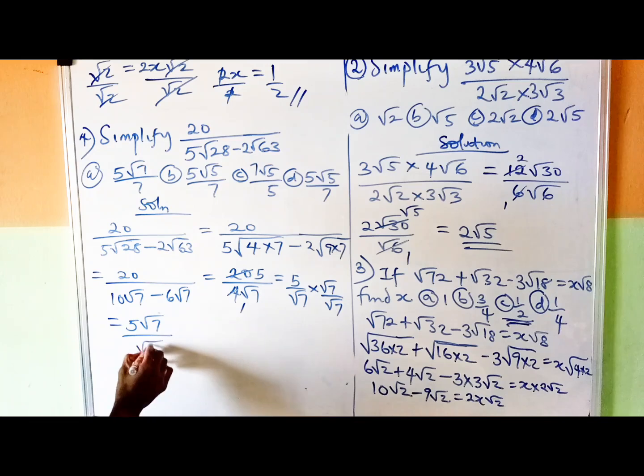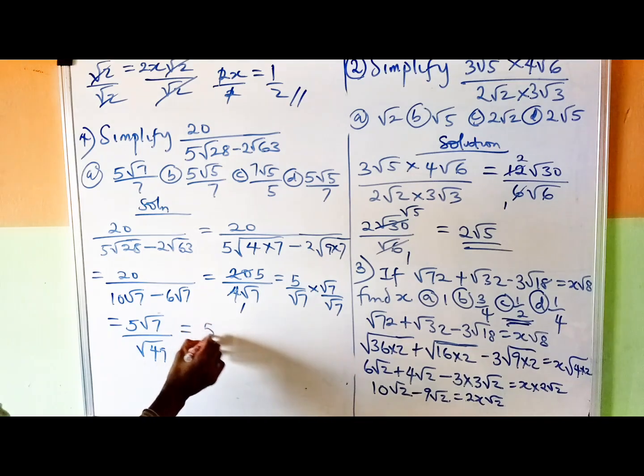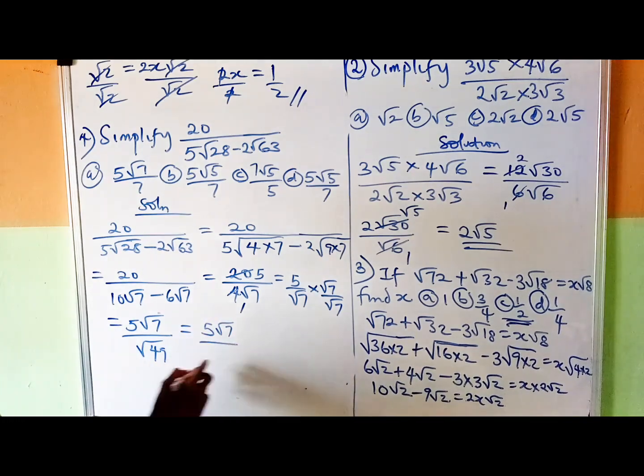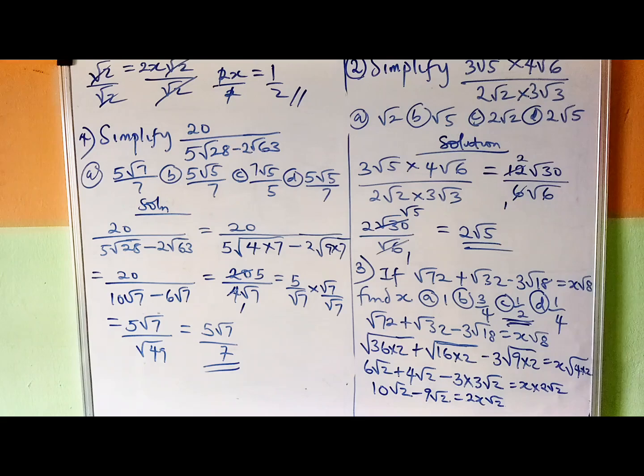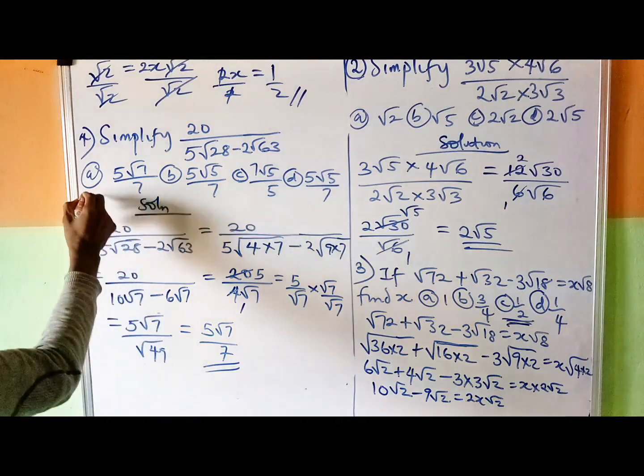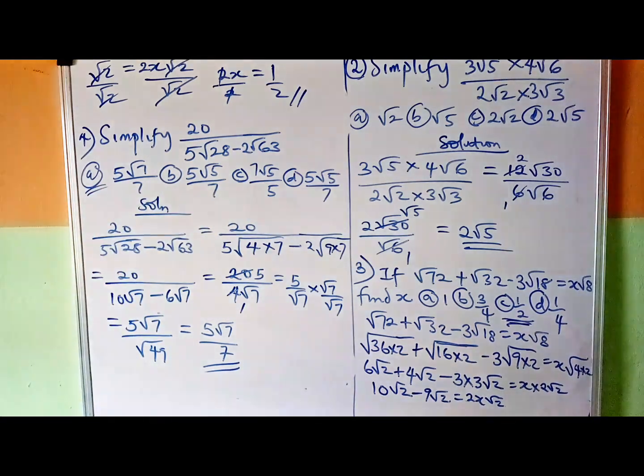root 7 times root 7 is root 49. And your final answer will be 5 root 7 over root 49, which is 7. So the final answer is 5 root 7 divided by 7, 5 root 7 over 7. Option A is correct.